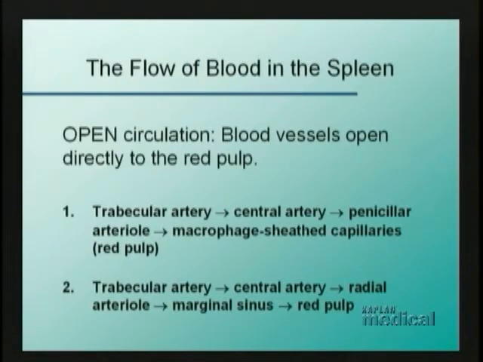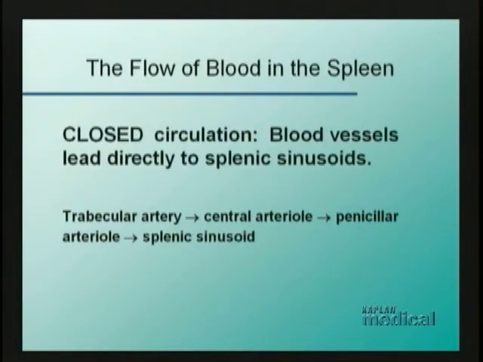The open circulation therefore allows red blood cells and blood vessels to open directly into the red pulp. And this path takes them from a trabecular artery to a central artery through a penicillar arteriole, exposing them to the macrophage and sheath capillaries in the red pulp. Closed circulation is a direct path, all endothelial lined, that simply allows a small percentage of the vasculature of the spleen to pass directly from a penicillar arteriole back into a splenic sinusoid.